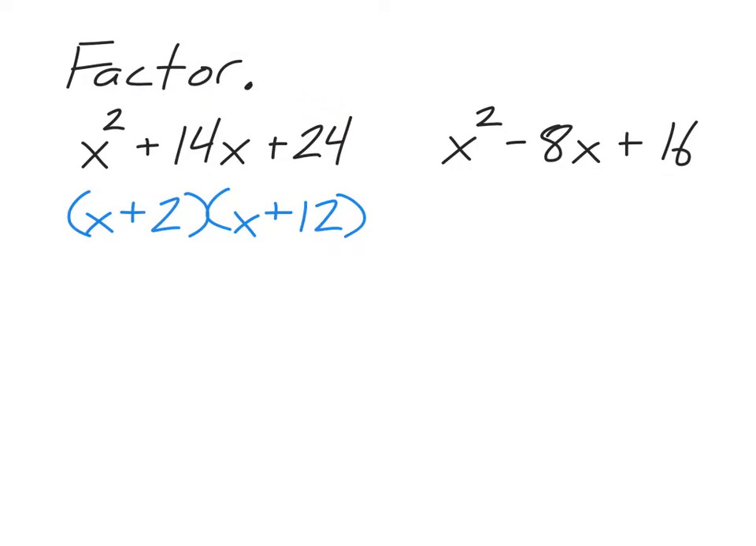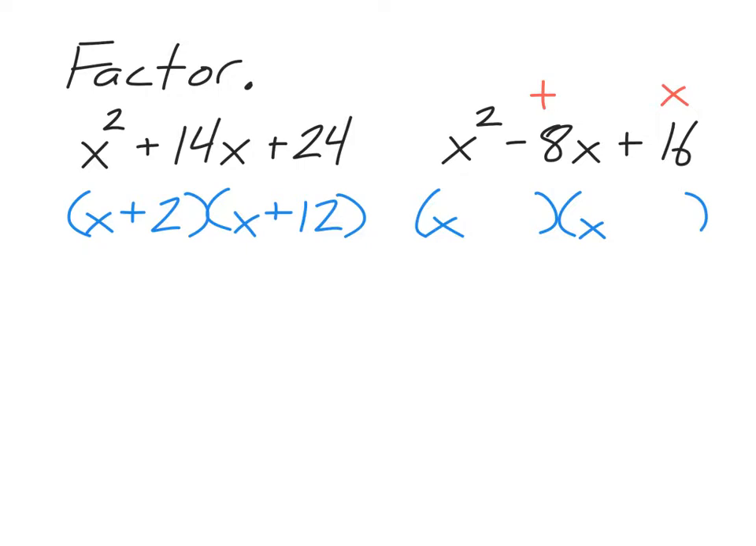Okay, now for the second one, we can do the same thing, right? We can say what two numbers add to the middle number and multiply to the last number. And we search through all the different ways to multiply to 16. Well, actually, I'm going to check one other thing first. If we're doing it this way, we start with x's. What will our two signs be? Plus, plus, minus, minus, or one of each?